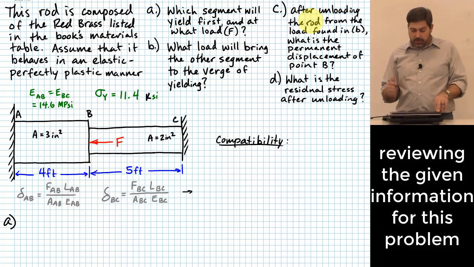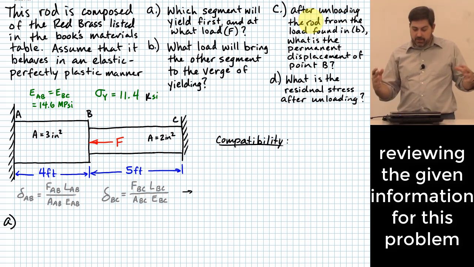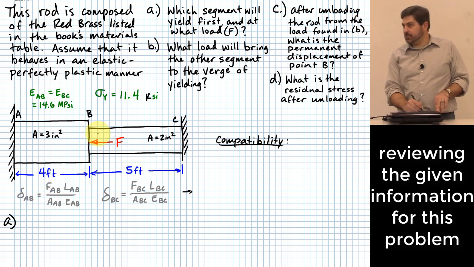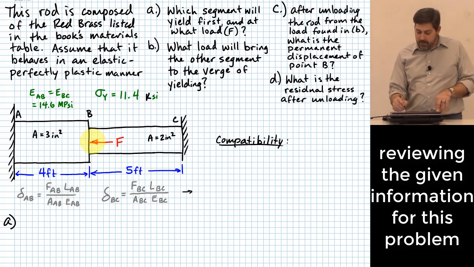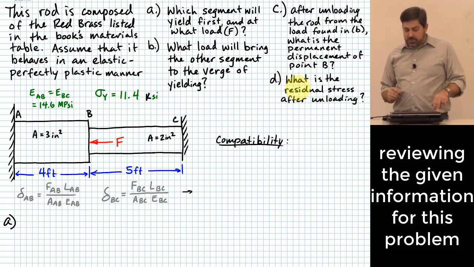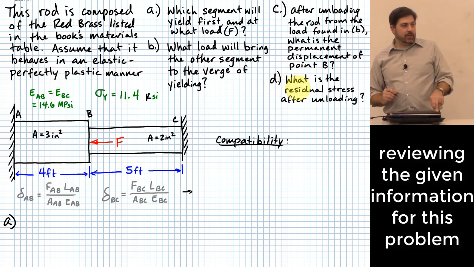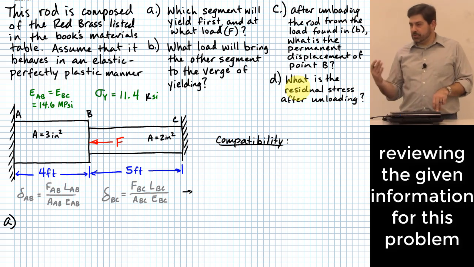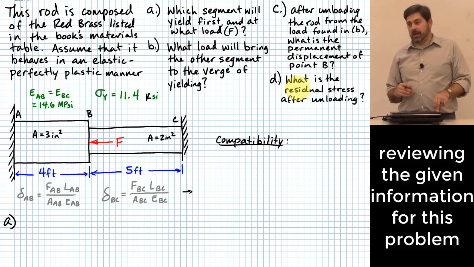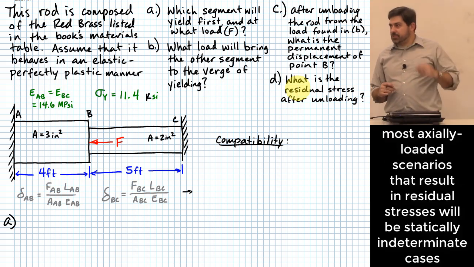In other words, after I do these loads and take everything back off, point B won't necessarily be in the same location as it was when it started. And we're supposed to figure out how far it will have shifted because of the loads that were applied and then removed. Okay. And then part D says, what is the residual stress after unloading? And I specifically want to know what's the residual stress in both segments because it might not be the same. Okay? All right, so here's where we want to start with this process.